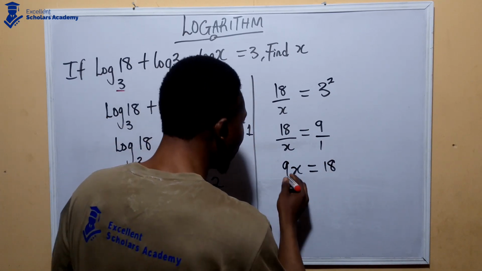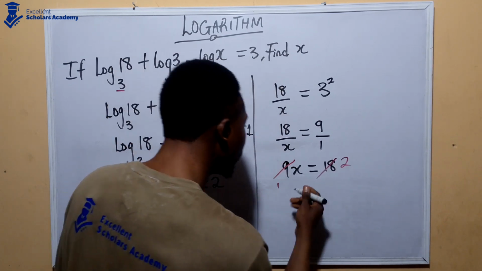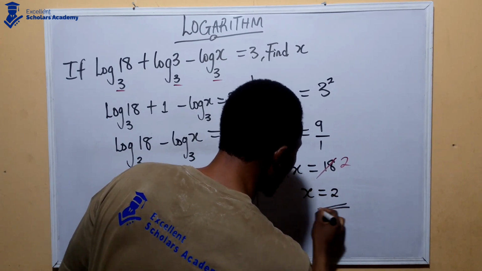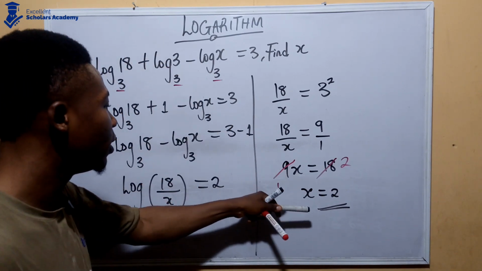Now 9 can go here 1, 9 can go here 2. So we are left with x is equal to 2. So x is equal to 2 is going to be our answer. The value of x here is 2.